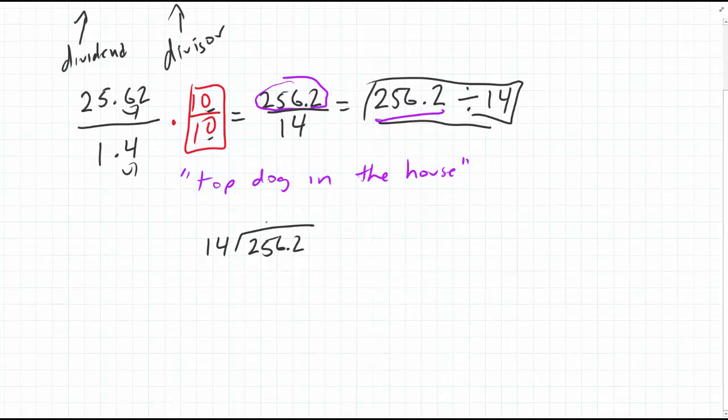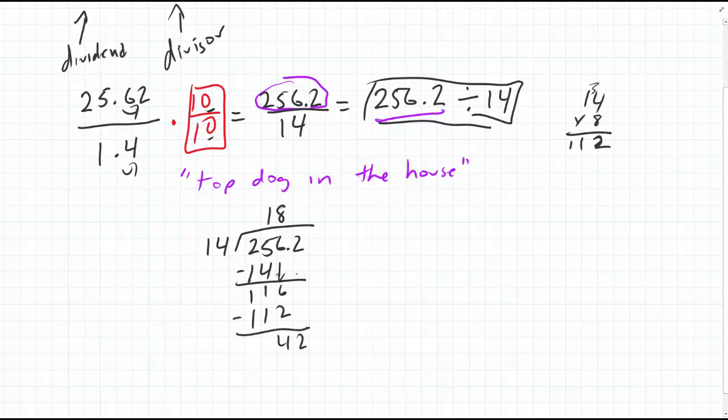14 goes into 25 once. 1 times 14 is 14. We're going to have 11 left over. We're going to drop down the 6. 14 goes into 116, I think, 8 times. And really, there's nothing else we can do; we just need to work it out and double check it. So 14 times 8, 4 times 8 is 32, plus 8 times 1 is 11. Yep, so 8 times. 8 times 14, we already did, is 112. So we have 4 left over.